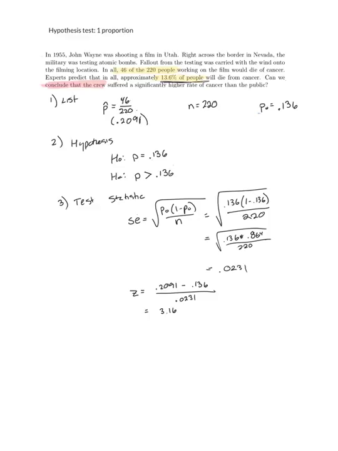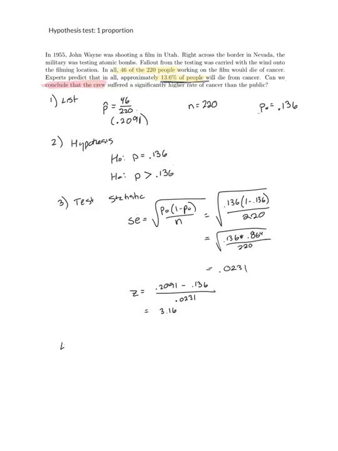We listed our hypothesis, having a greater than symbol because we want to show that the crew suffered a significantly higher rate of cancer. We found our test statistic, which was SE, and then Z as well. So the only steps we haven't done in this test are step 4 and step 5. Let's go ahead and start with step 4.